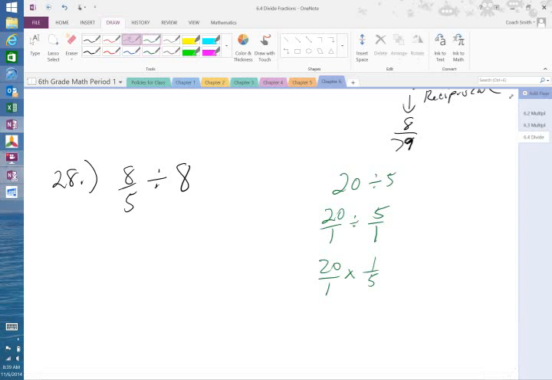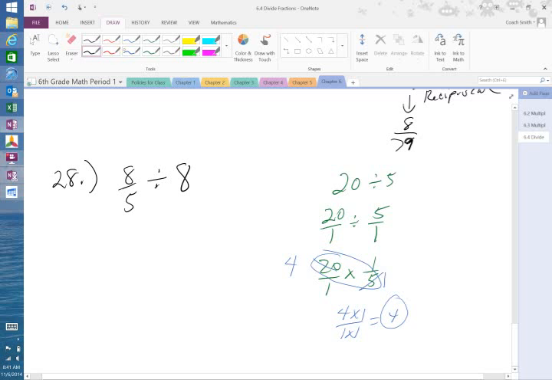We do Jimmy Neutron. 5 goes into 5 once. 5 goes into 20 4 times. 4 times 1, 1 times 1, 4. So realistically, anytime you do a division problem, it's really a multiplication problem where you've done the reciprocal. Now I want you to do 28 on your own.